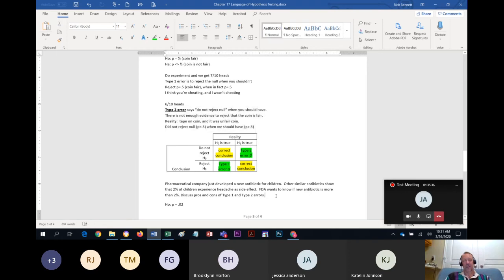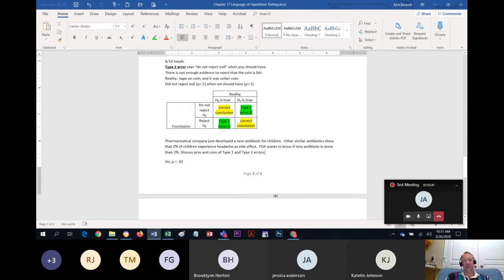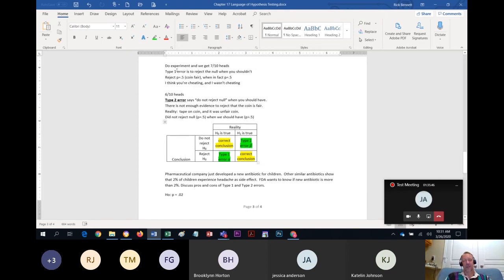Okay. So now let's talk about real life here. The question is, if you're going to make a mistake, is it better to make a type 1 error or a type 2 error? Let's think about a real case. A pharmaceutical company develops a new antibiotic for children. Other similar antibiotics, 2% of children get headaches as a side effect. The FDA wants to know if the new antibiotic is more than 2%.